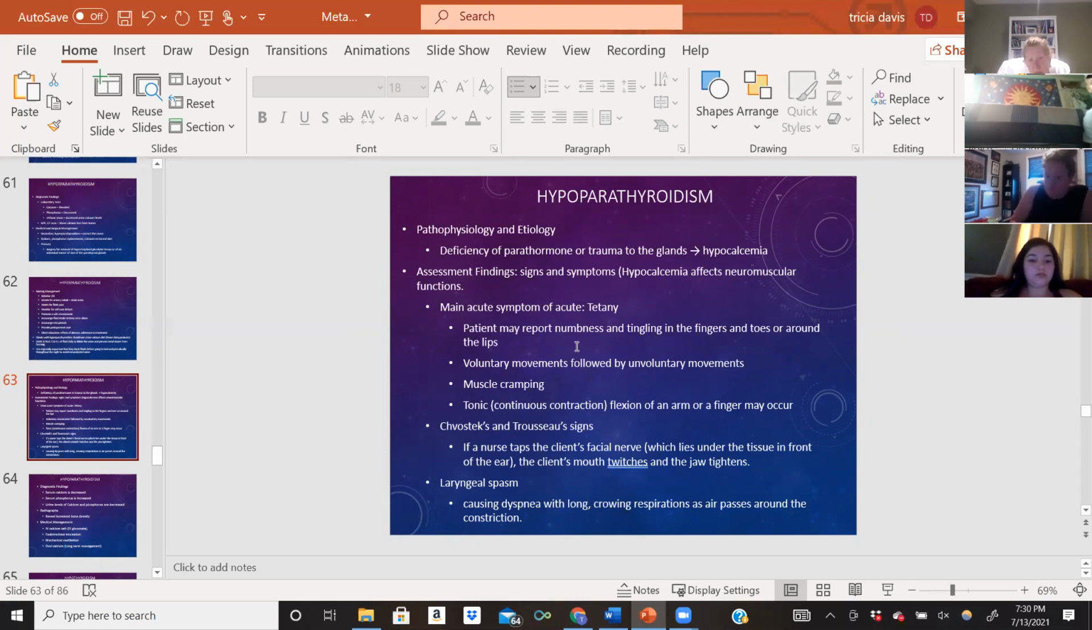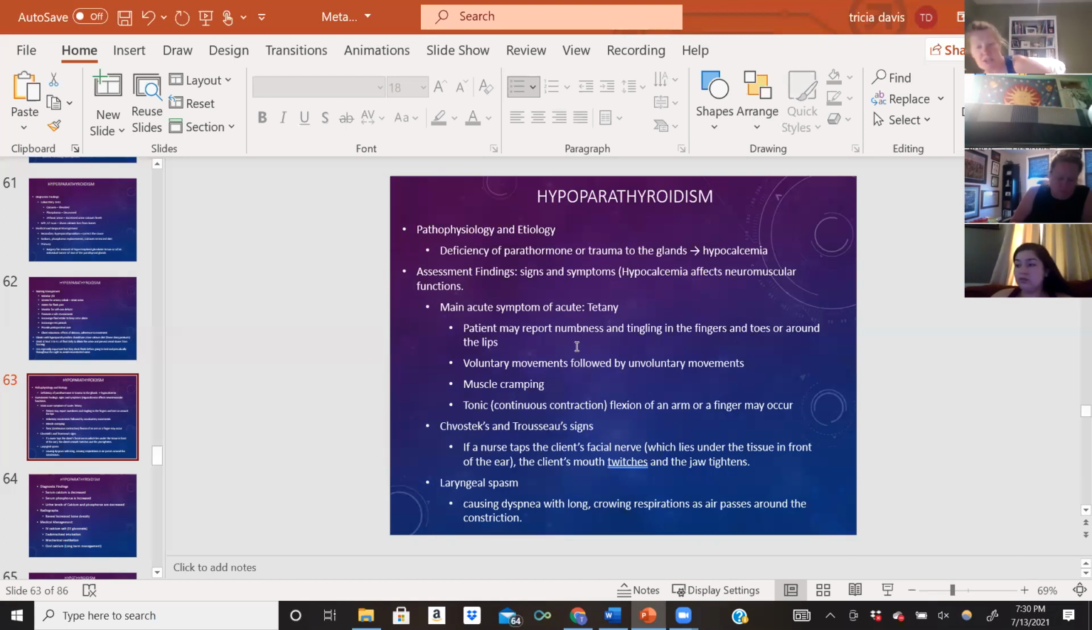Patients can report numbness and tingling in their fingers, around their toes, and sometimes around their lips. They might have voluntary movements, like moving their arm or leg a certain way, but that's also going to be followed up by involuntary movements. They might report muscle cramping, and then they can have tonic flexion of an arm or a finger, which is very, very common. This is where that extremity becomes continuously contracted and they're not able to move it.